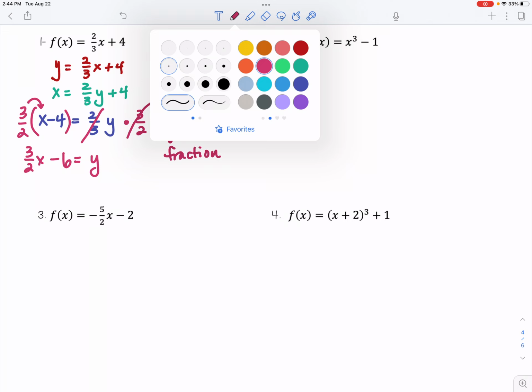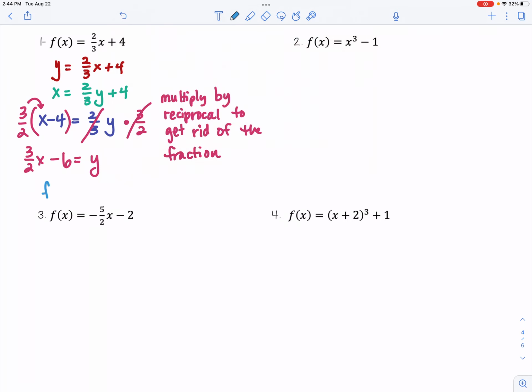And the last step is to rewrite this as f inverse. So this is f inverse of x equals 3/2 x minus 6. And that is the inverse function.